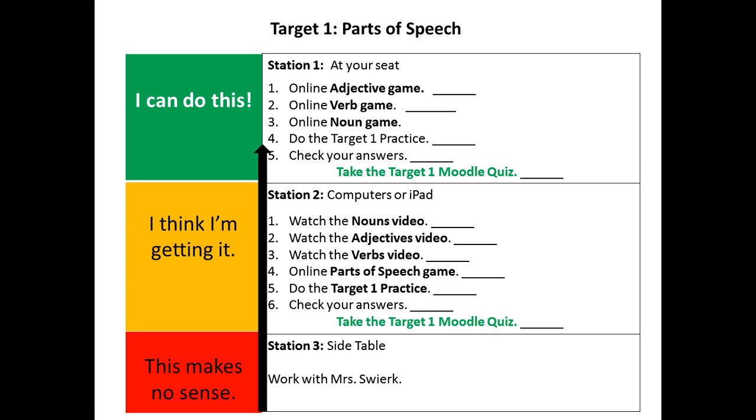Take a look at your target sheet, your learning plan, and determine, does this make any sense to you? If not, you're going to work with me today. If you think that you're getting it but need some more practice, you're going to do these activities on the Moodle page. You can check them off on your learning plan once you're done. If you feel completely confident and this seems more like review to you, do these activities, but be sure to still take that Moodle quiz.